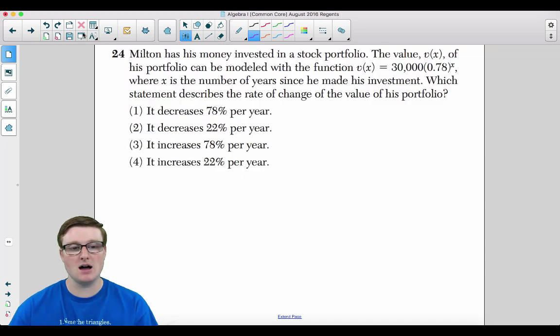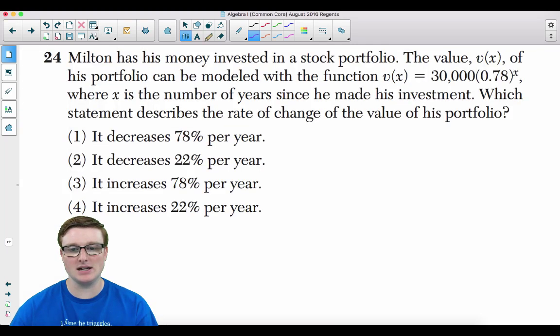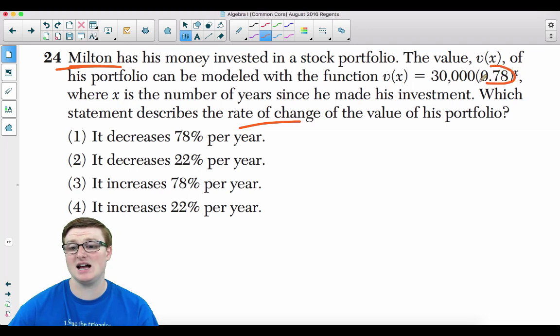And last question, 24. Milton has his money invested in a stock portfolio. Milton probably has invested in Hershey. The value v of x of his portfolio can be modeled by the function v of x equals 30,000 times 0.78 to the x, where x is the number of years since he made his investment. Which statement describes the rate of change of the value of his portfolio? Ooh, maybe it's not Milton Hershey because that stock is going down. Hershey stock is going up so far. All right, sorry, that was a joke.